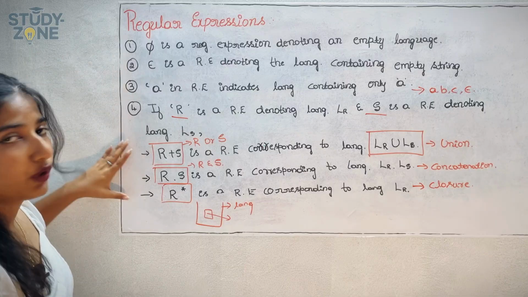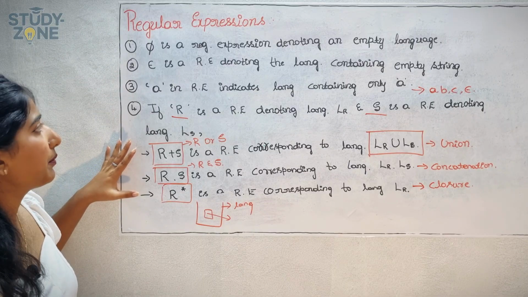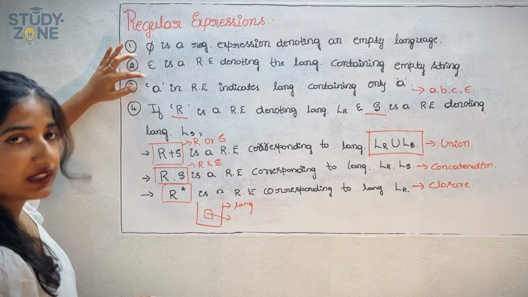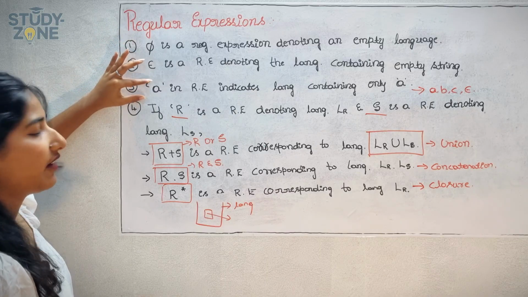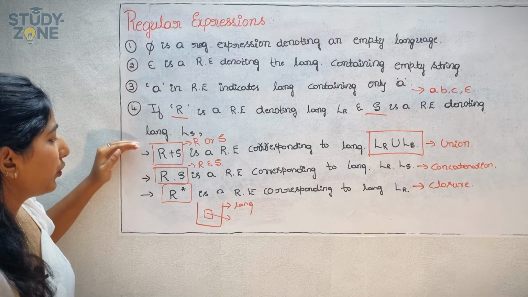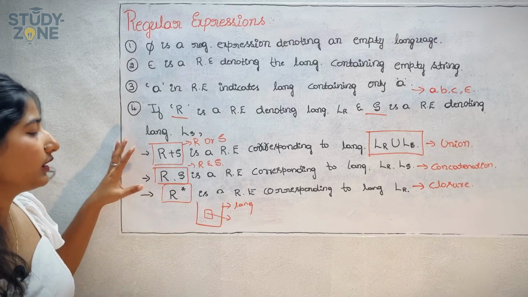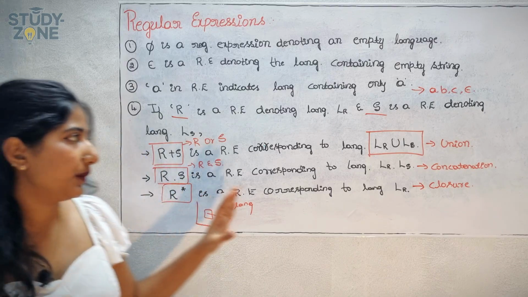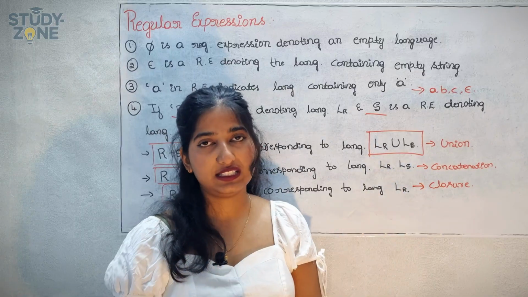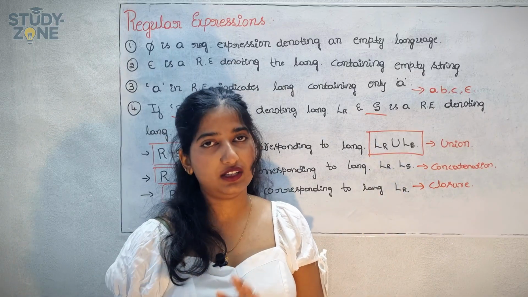So we have 4 points in the formal definition. Remember this. We have the empty language as a regular expression, the empty string as a regular expression. We can have any input symbol, and we have concatenation, union and closure. These are all the 3 operations of regular expression. This is the recursive definition of regular expression. So now we are clear with the recursive definition and regular language.